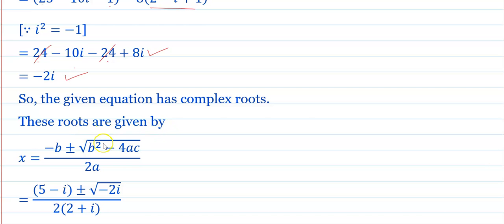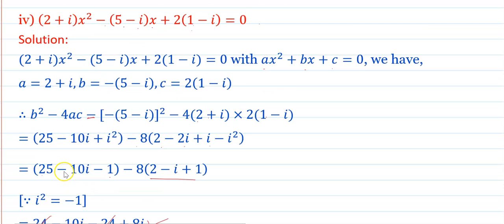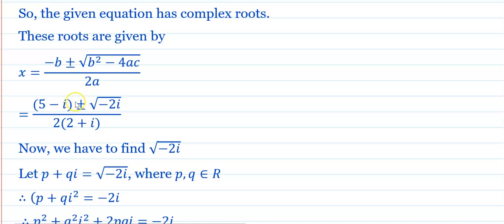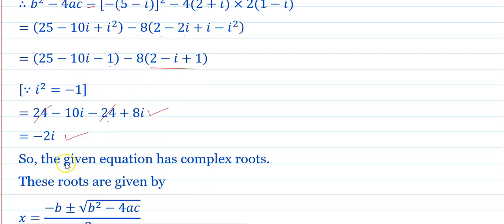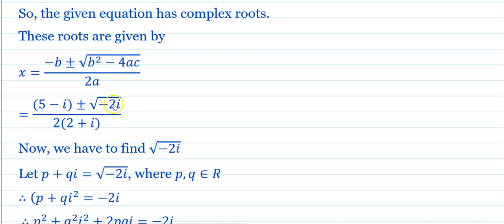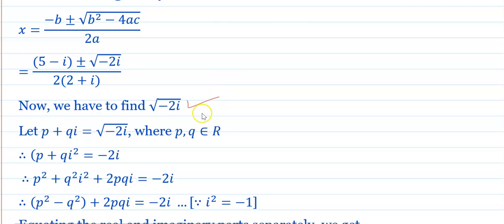These roots are given by the formula x is equals to minus b plus or minus root of b square minus 4ac upon 2a. What is the value of b? It is minus in bracket 5 minus i, that is minus minus, which becomes plus here. That is, x is equals to 5 minus i plus or minus root of b square minus 4ac. Its value is minus 2i, we took minus 2i, upon 2 in bracket 2 plus i. Okay. Now we will find out its square root.